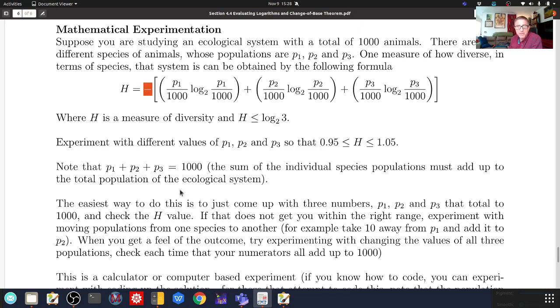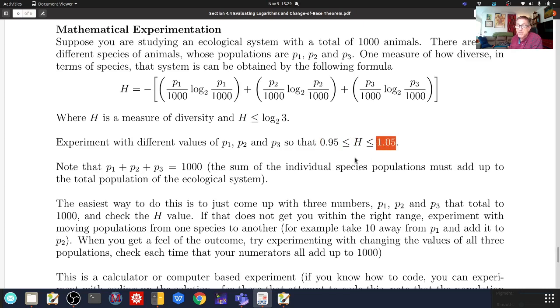So H is a measure of diversity, and H is clearly bound above by log to the base 2 of 3, and bound below by what? What is the range of logs? Well, it doesn't have an obvious lower bound. So what I want you to do is to experiment with different values of P1, P2, and P3 so that you find a value of H between 0.95 and 1.05.